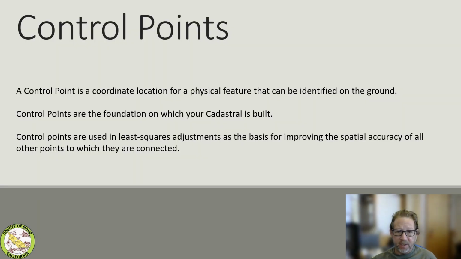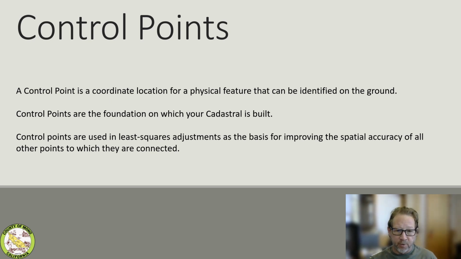A control point is a coordinate location for a physical feature that can be identified on the ground. And essentially, control points are the foundation on which your cadastral is built. Now think of it like this, simply, how do you know where your parcel lines are supposed to go unless you have something on the ground, a point on the ground to associate them with?